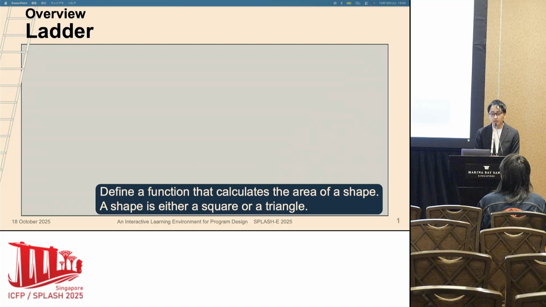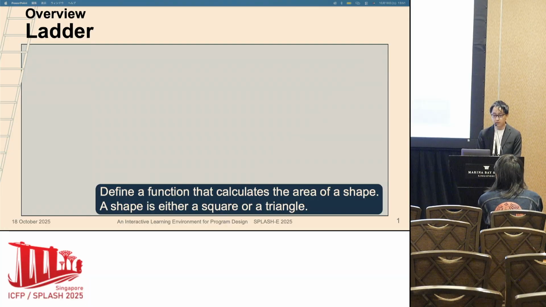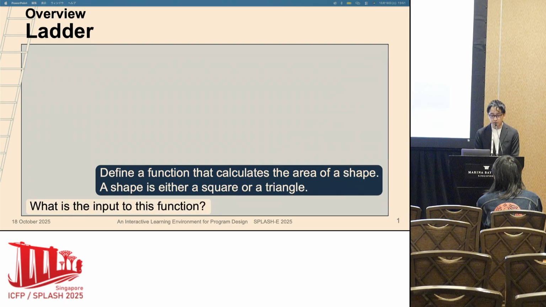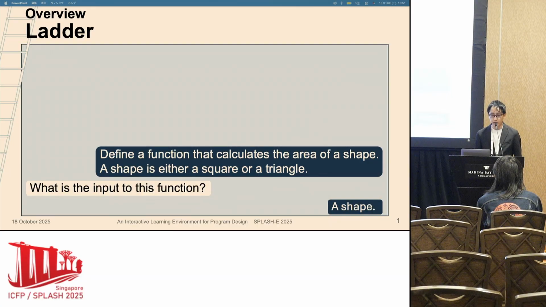The student begins by entering the problem they want to solve. In this example, the problem is define a function that calculates the area of a shape. Then Ladder asked, what is the input to this function? The student answers, a shape.